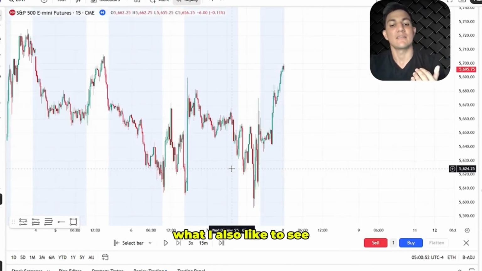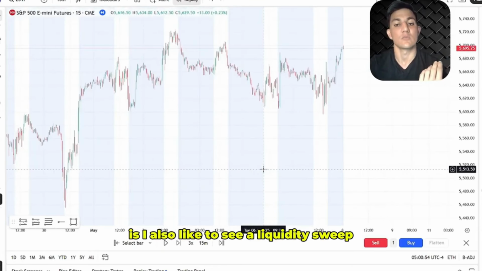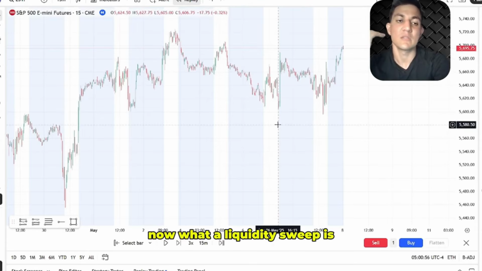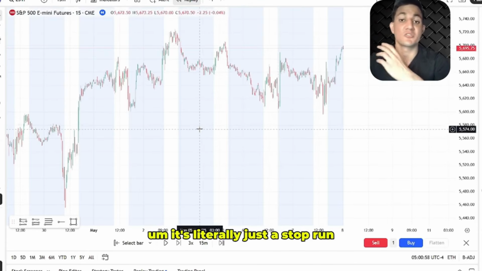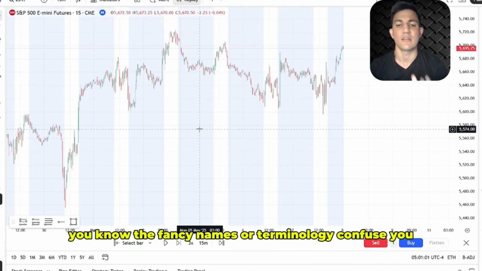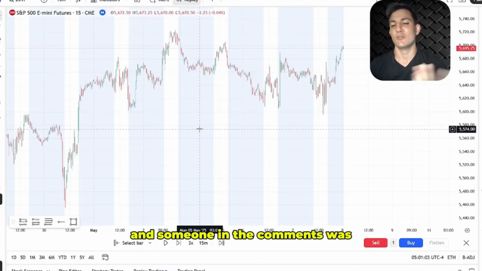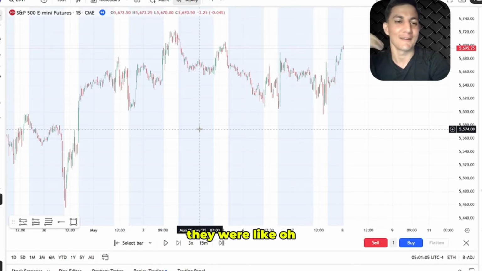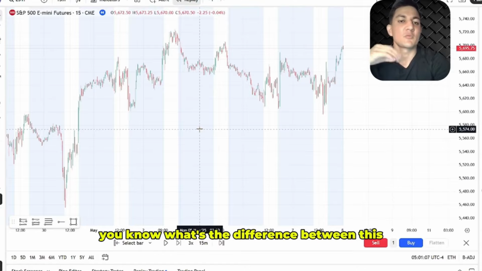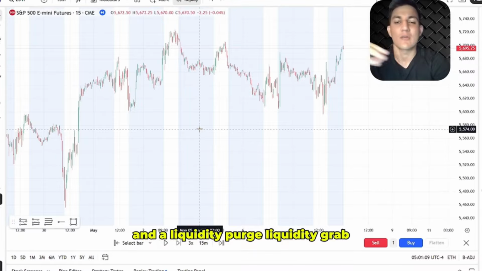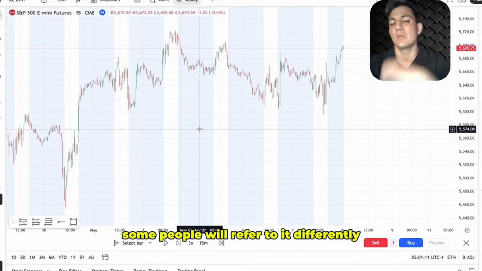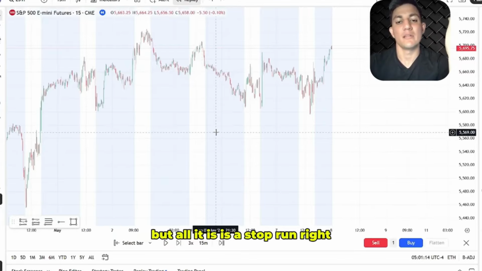What I also like to see is a liquidity sweep. So let me just zoom out a bit. Now, what a liquidity sweep is, it's literally just a stop run, right? So don't let the fancy names or terminology confuse you. And someone in the comments was almost like having a go at me, right? They were like, oh, what's the difference between this and a liquidity purge, a liquidity grab? They're all the exact same things, right? Some people will refer to it differently, but all it is is a stop run, right?